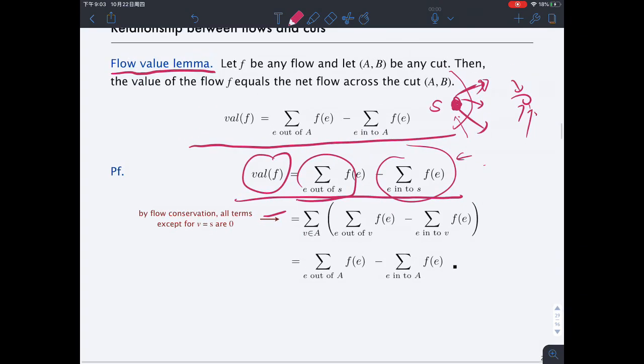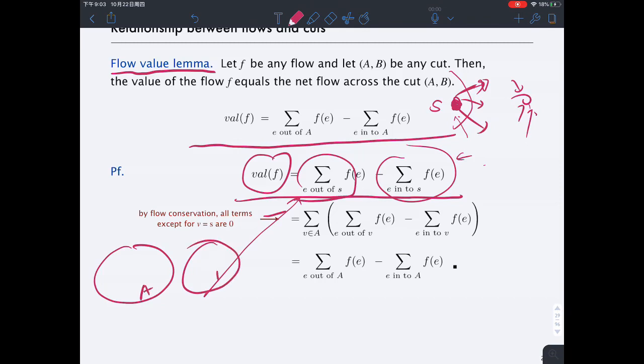Now the second thing we want to do: imagine that I have a graph. This is A, this is B, and this is S. Let's assume that on top of S, I also have V1, V2, V3. Let's just say there are only three nodes within A. And this is T, and there are a lot of other edges that we don't need to care about.